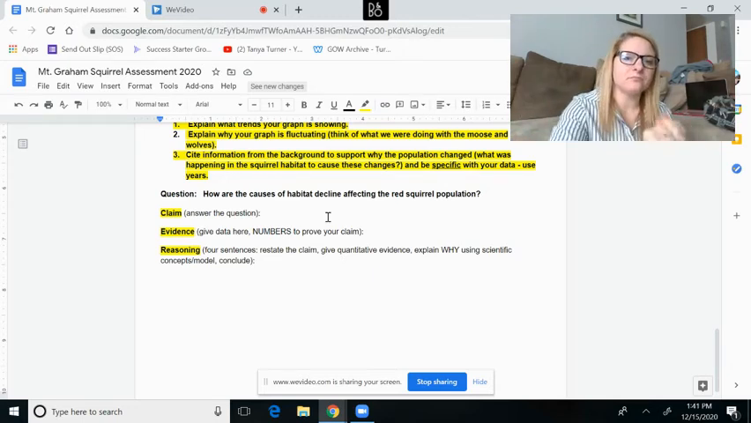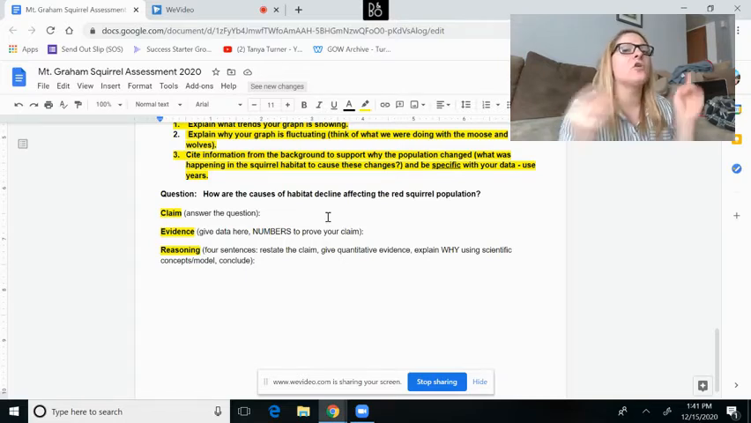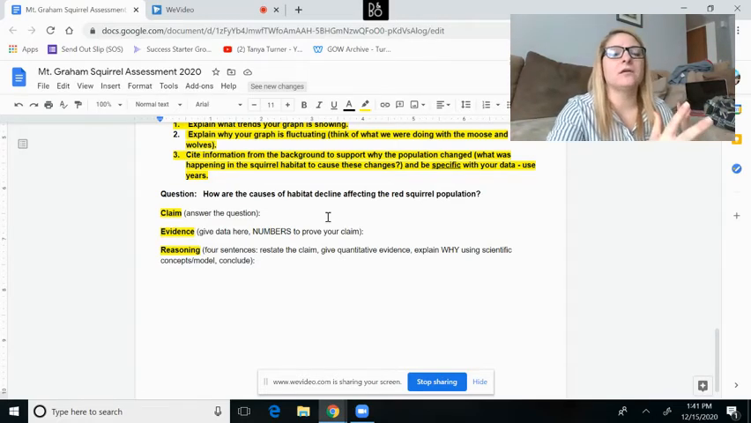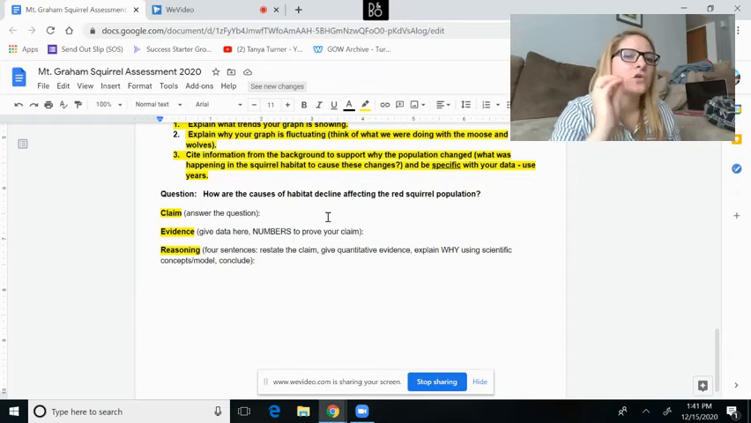Answer the question. Your evidence. This is where you need to give data and numbers. Again, it can be bullet pointed. I would say 3 to 4 bullet points is good. You would get your 4 points. But do not just say they died. When did they die? How did they die? How many died? What was the decrease? What did they start at? What did they end at? So you need to kind of explain in detail with numbers, quantitative evidence to prove your claim.